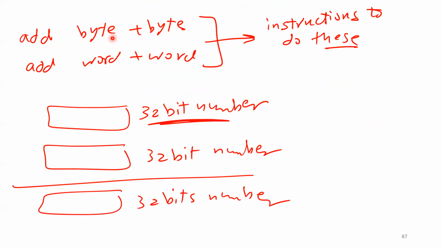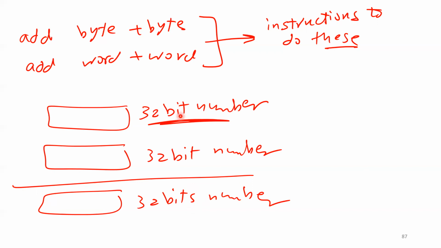Now, I already explained, we already have an instruction to add byte plus byte, right? And also we have an instruction to add word plus word. So if your number is a byte, you can add byte plus byte easily, right? If your number is a word, you can add word plus word using one instruction easily, right? However, what if your number is bigger than a word? For example, I want to add a 32-bit number plus a 32-bit number, and I want to store the result in a 32-bit number.